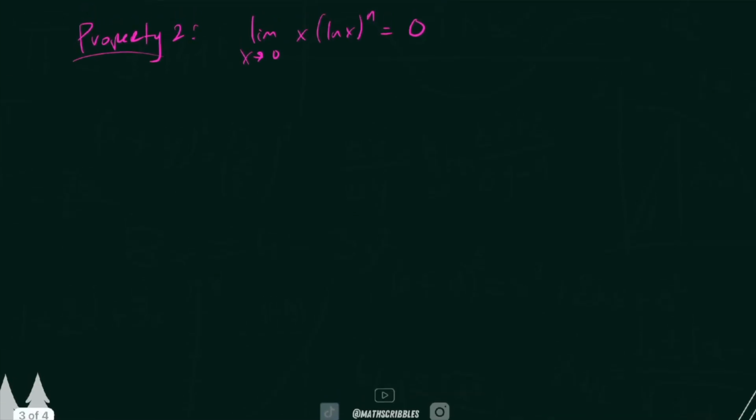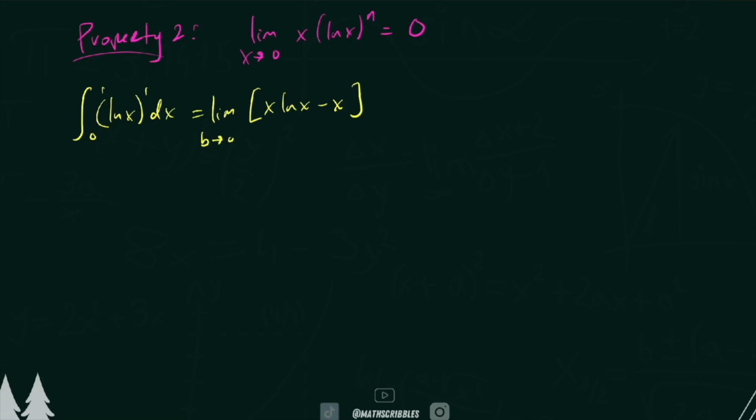So for example, we're going to start off with the integral from 0 to 1 of natural log of x dx. So this is natural log of x raised to the power of 1 dx. And you already know that this value is equal to x natural log of x minus x. But there's a problem here, because natural log is not defined at 0. So what we have to do is create a limit as b approaches 0, and then make sure we have our b as our lower bound and then 1 as our upper bound here.